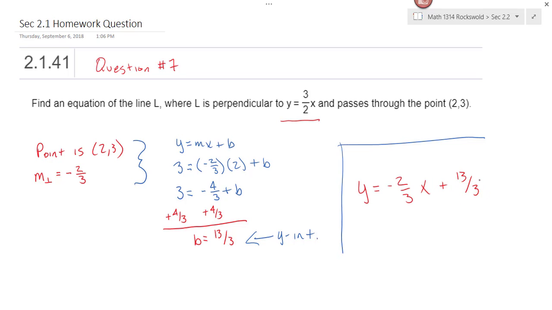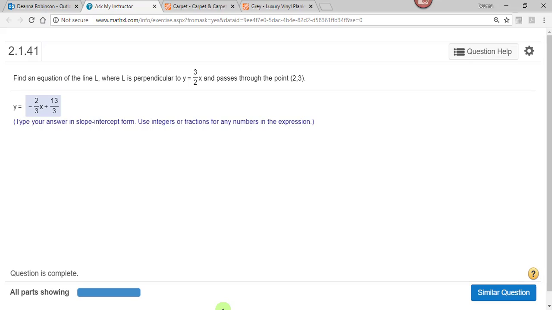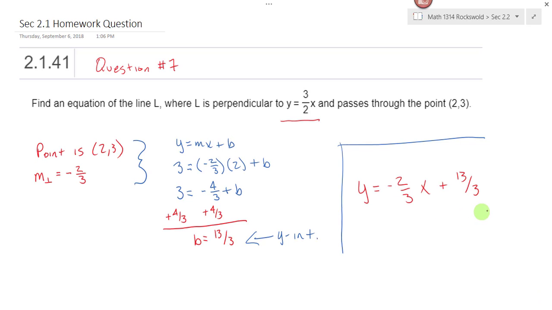13/3. And I believe the instructions for this problem said to write your answer in slope-intercept form, so using y equals mx plus b worked for us there. It says to use integers or fractions for any numbers in the expression. We chose to use fractions because these are fractions and that would be a repeating decimal. So that's how you would write your final answer.